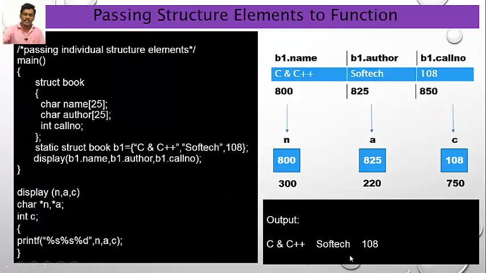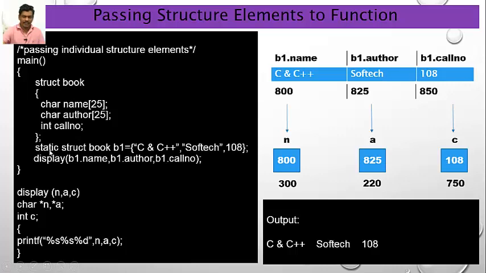Passing structure elements to a function. Through this example, we pass the structure elements to a function. The structure book has a character array name of 25, a character array author of 25, and an integer call number. So what is the total size of that structure? It is 25 bytes for each character array, because of the character type: 25, 25, 50. The integer is 2. So 52 bytes. The structure size is 52 bytes.